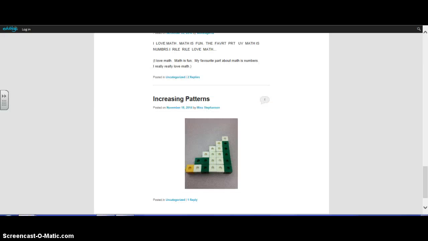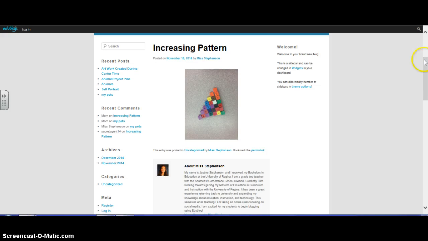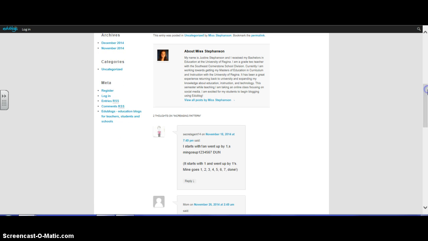Also, I added in pictures of students' work, like for example, some students created increasing pattern work, so I took pictures of their assignment through using the camera when they used their linking cubes. And then students had to go in to their blogs after I posted their pictures. And once they went into the blog, they typed about their pattern.